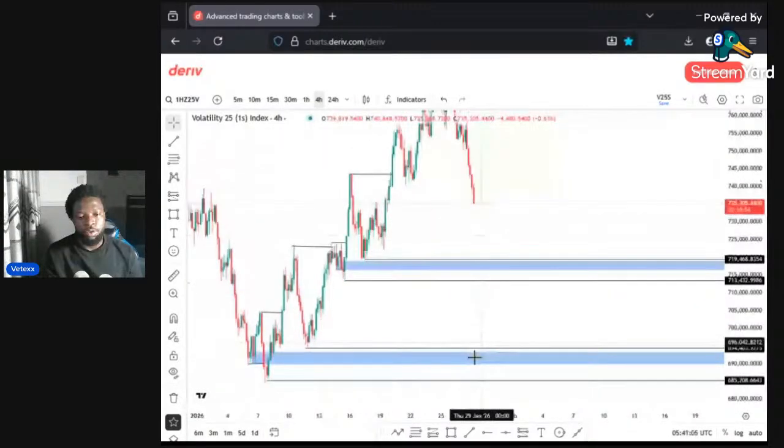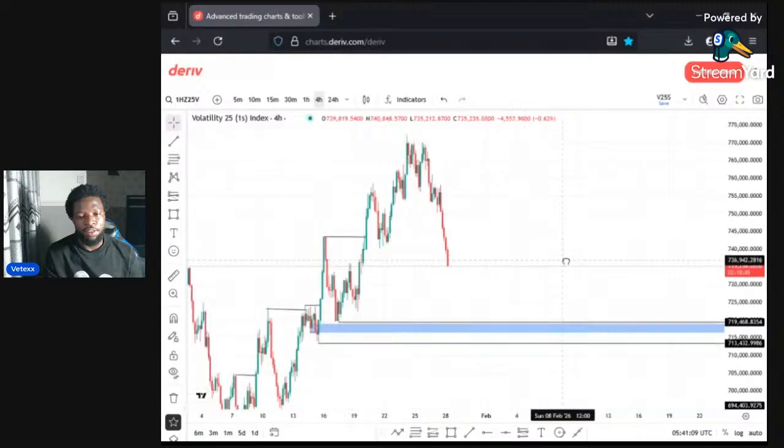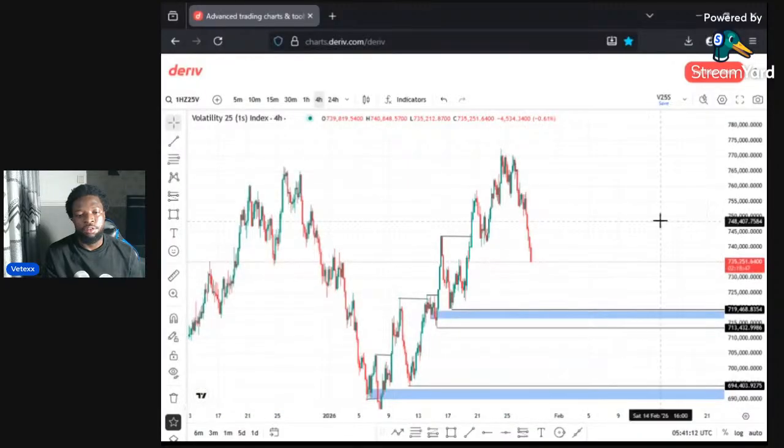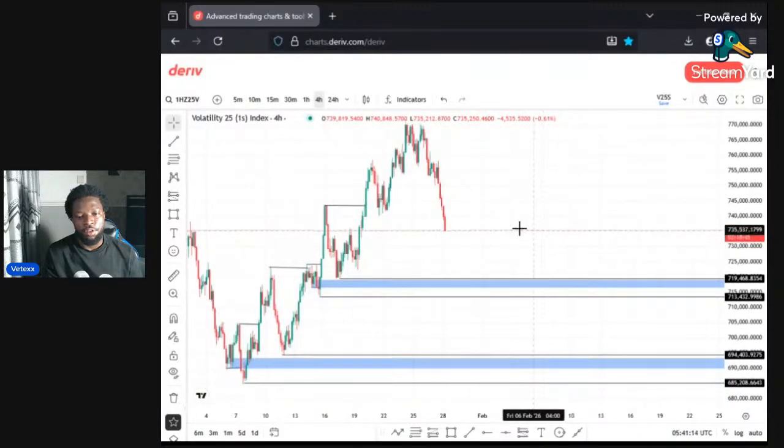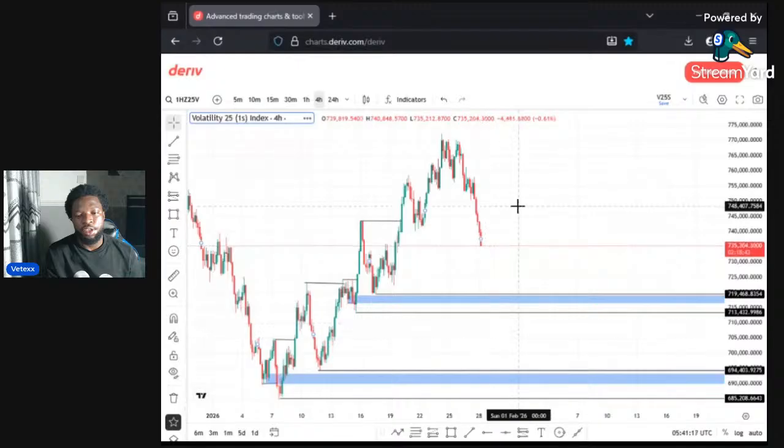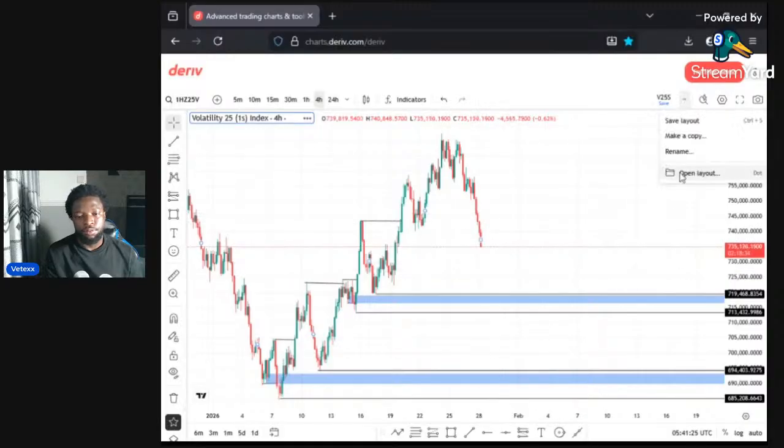And this is another recent point of interest. So whichever one it respects, we will scale down to the 15 minutes time frame and start taking trades. So this is what we're anticipating currently on this pair. Hopefully price gets here and does what we anticipate. So this is what you have on Volatility 25 (1s) Index on the 4-hour time frame.